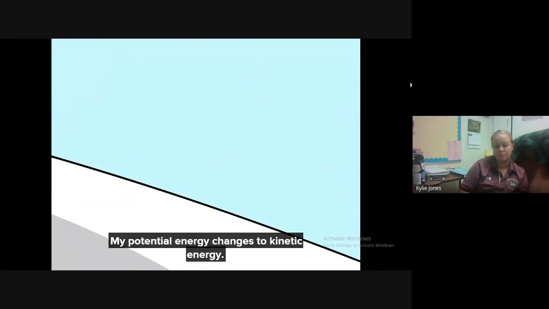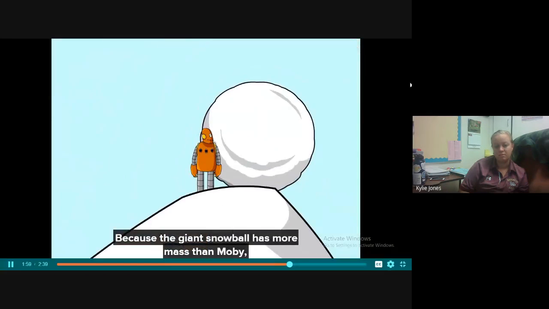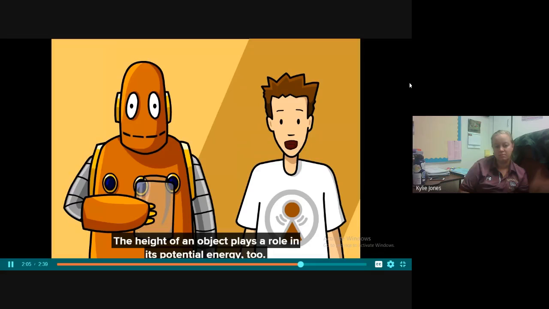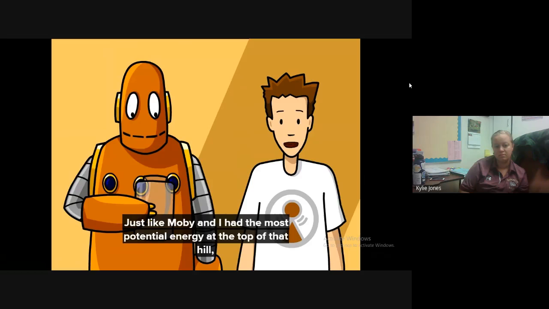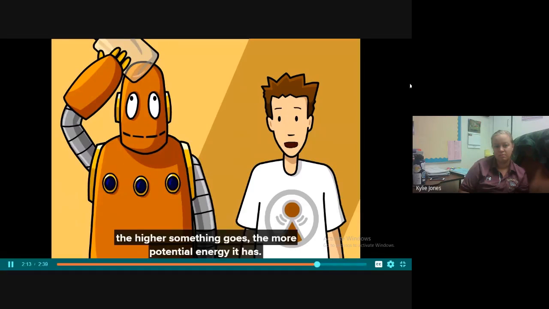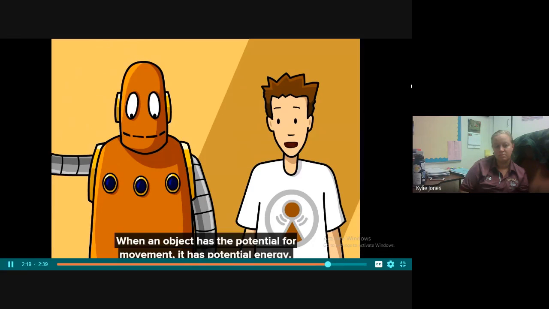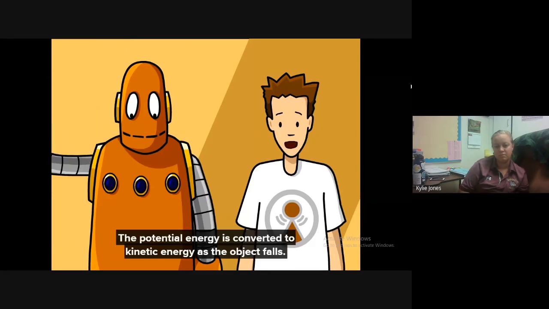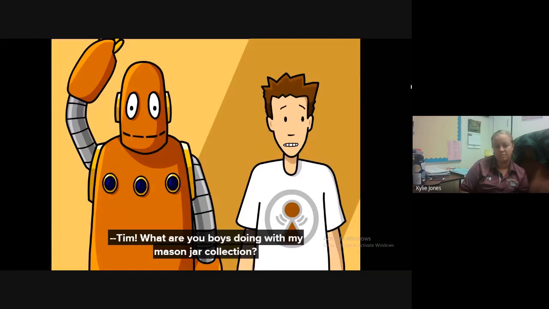The more massive an object is, the more potential energy it will have. Because the giant snowball has more mass than Moby, it also has more potential energy. The height of an object plays a role in its potential energy too. Just like Moby and I had the most potential energy at the top of that hill, the higher something goes, the more potential energy it has. Now you've got it. When an object has the potential for movement, it has potential energy. The potential energy is converted to kinetic energy as the object falls. Potential, kinetic. Tim, what are you boys doing with my mason jar collection?